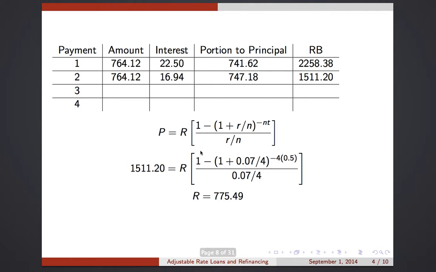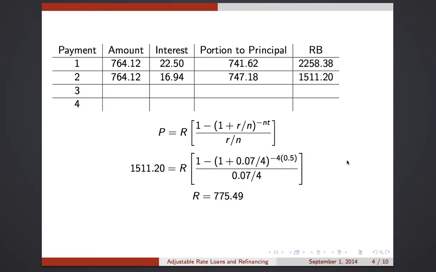So let's figure out what that new payment is. Well, you figure it out using the loan formula that relates principal to payment. The bank says, okay, Keegan, you owe us $1,511.20, and there are 6 months left on your loan, and you're going to pay quarterly. So they essentially just treat it like it's a brand new loan, where the principal is $1,511.20, the time period is 6 months, the APR is now 7%, so 0.07 down here, and it's still quarterly payments.